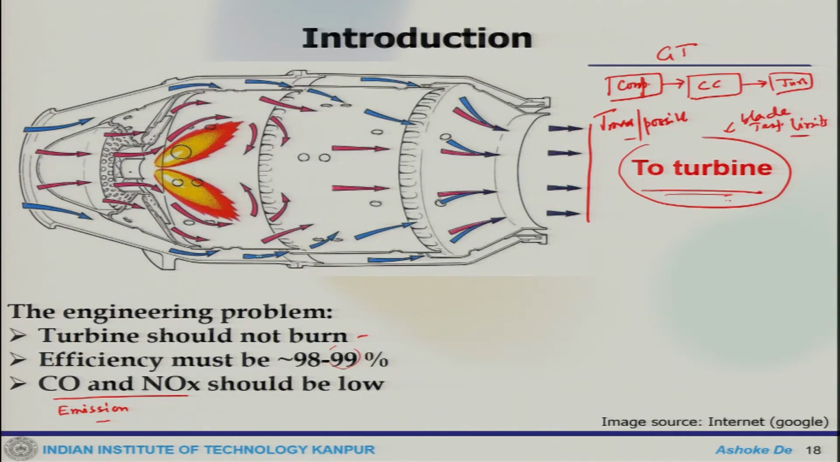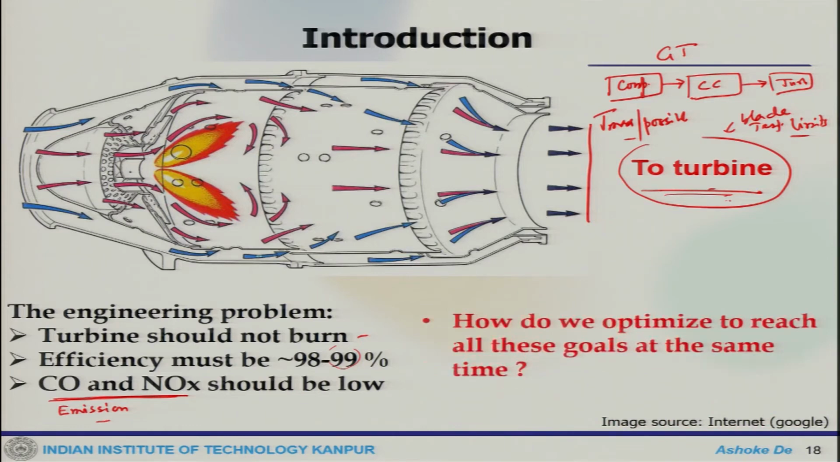So, I am trying to optimize the whole system. I do not want to increase my temperature to a limit which will lead to a catastrophic failure of the turbine elements. At the same time, I want my efficiency to be close to 100%, if not, it still remains at 99% efficient, and the emission is another stringent norm that one has to follow. That means the emission norms should be fulfilled. So, that brings an important question: how do we optimize to reach all these goals at the same time?